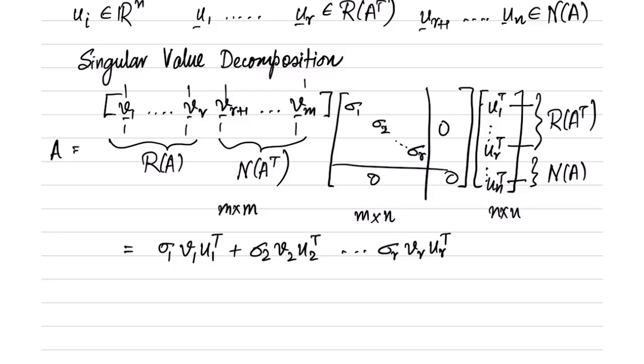And by convention, all the sigma i's are strictly positive. So it is always possible to arrange it in this way, and you can always pick the basis vectors such that the sigma i's are all strictly positive. Note that this decomposition doesn't really depend on Vr plus 1 to Vm or Ur plus 1 to Un. So this decomposition does not really depend on these two parts. This is just our convention that we have added these.